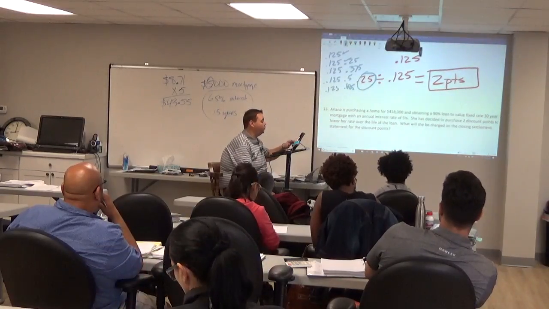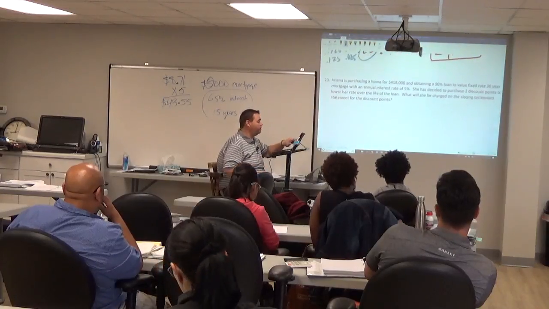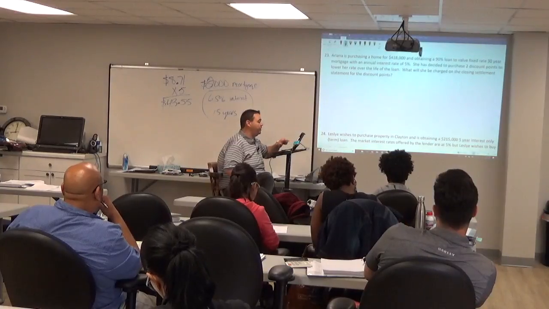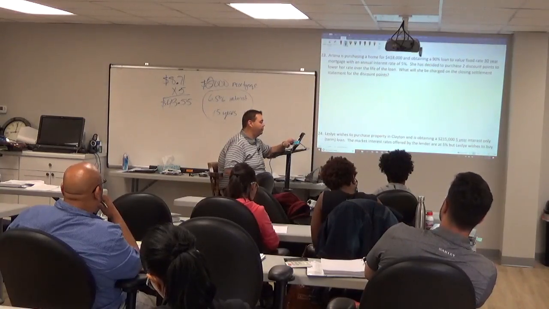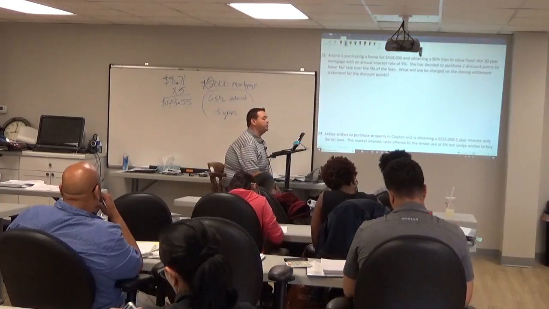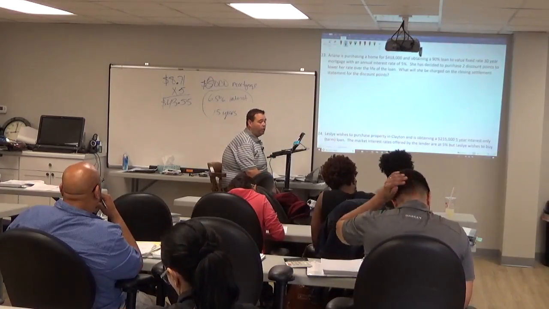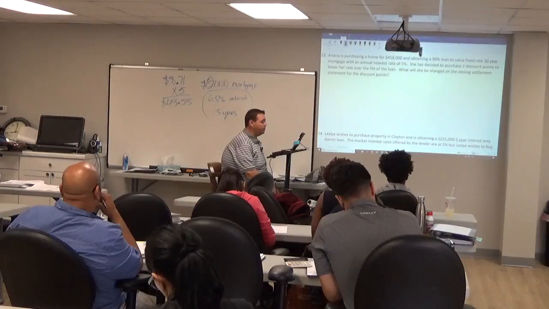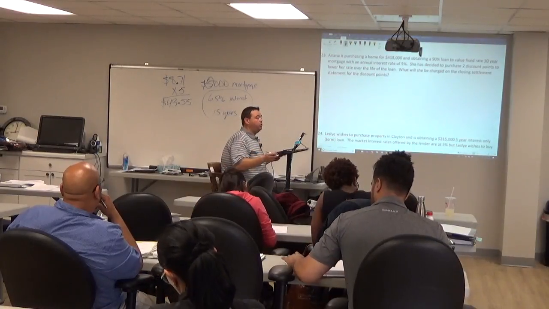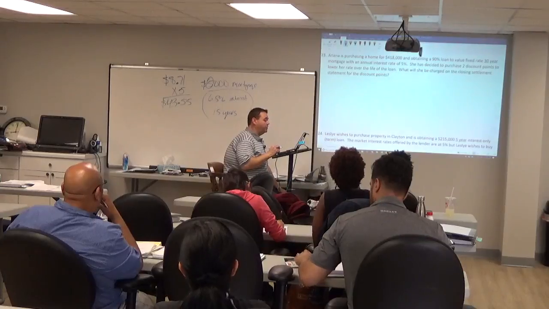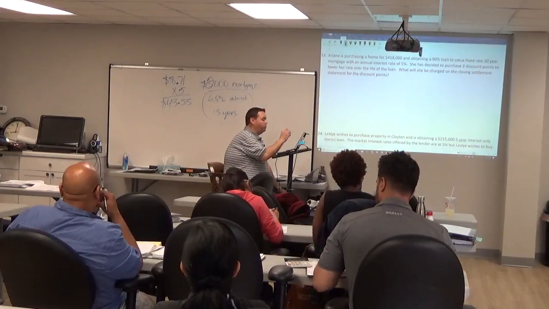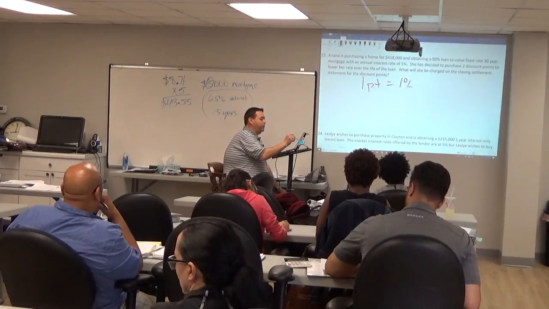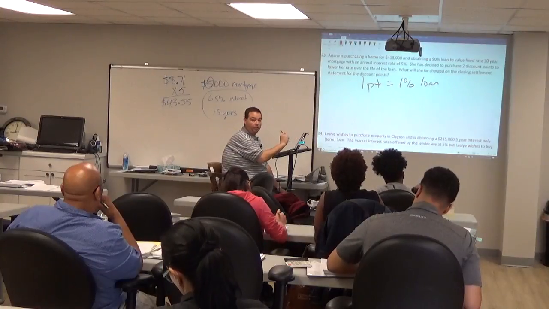Okay? Number 23. Ariana's purchasing a home for $418,000 and obtaining a 90% loan-to-value fixed rate 30-year mortgage with an annual interest rate of 5%. She's decided to purchase 2 discount points to lower her rate over the life of the loan. What will she be charged on the closing settlement statement for the discount points? So, when you talk about what somebody's going to be charged on the closing statement for their discount points, how much does each discount point cost? 1%. Right. 1 point equals 1% of the loan amount. Does that make sense for everybody?